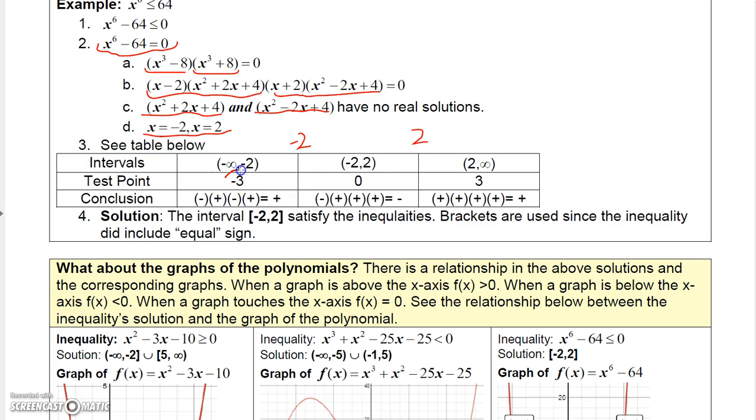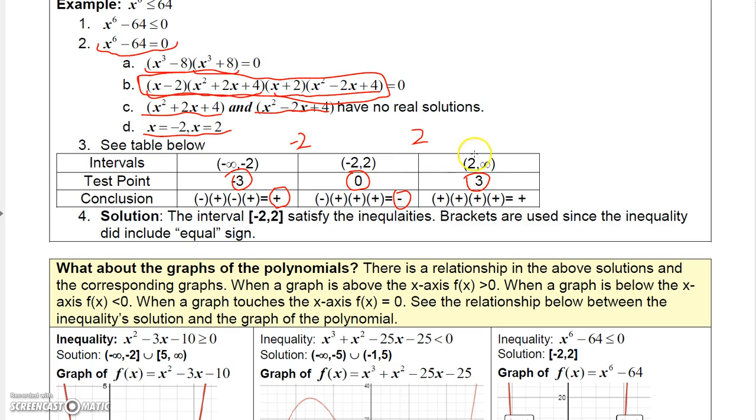So if I test these numbers, negative 3, 0, and 3, and plug them into this form of the expression, then when I plug in negative 3, I got a negative here, a positive here, a negative here, and a positive here. So I get a negative times positive times negative times positive. Well, since there's an even number of negative factors, it's got to be positive. When I plug 0 in, I got a negative here, and a positive here, here, and here. So since I only have one negative, that product's got to be negative.